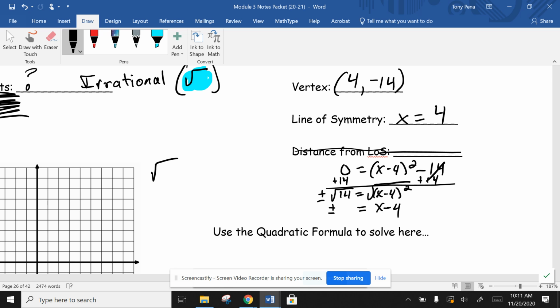Then root 14, you could try to break that down. The only way to get a 14 is with a 2 and a 7. And since neither one of these is a perfect square, there's really no need for us to break that down. We can't go any further with it, so we just leave that. Then to solve for x, we're going to add 4 to both sides. So plus 4 and then plus 4.